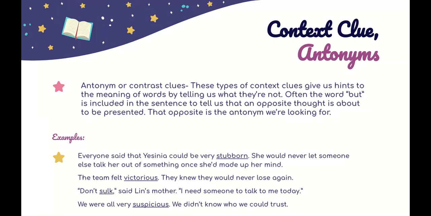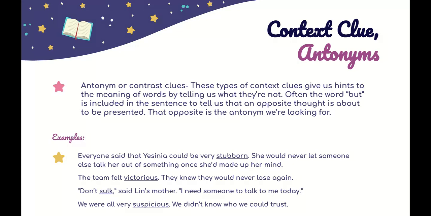The team felt victorious. They knew they would never lose again. So we're looking for the meaning of the word victorious. The author is saying they knew they would never lose. So maybe somebody that is victorious is someone that doesn't lose, that they always win.